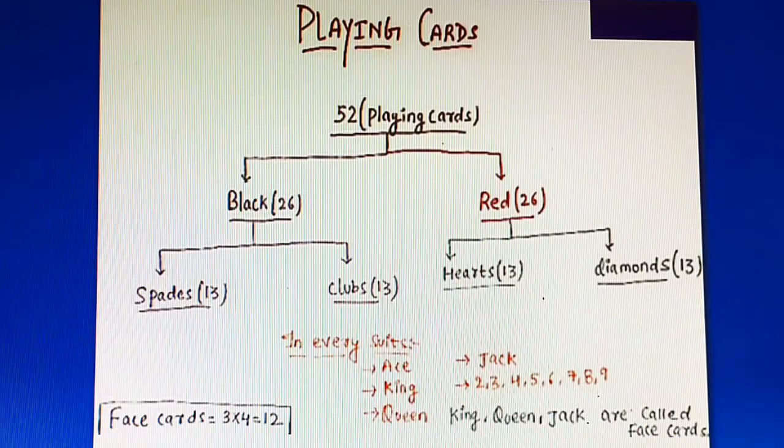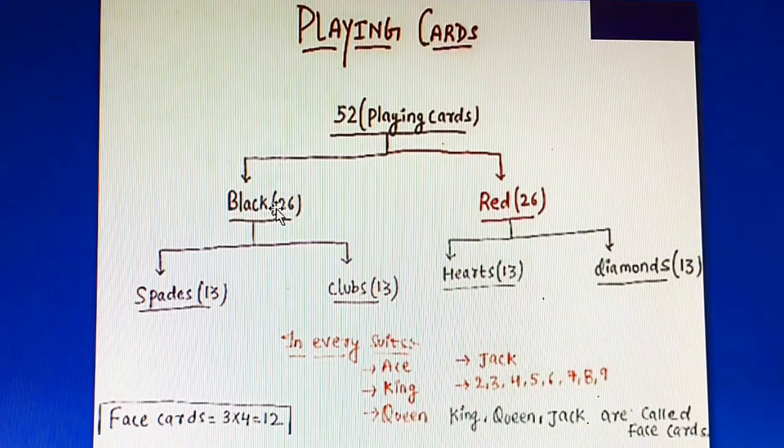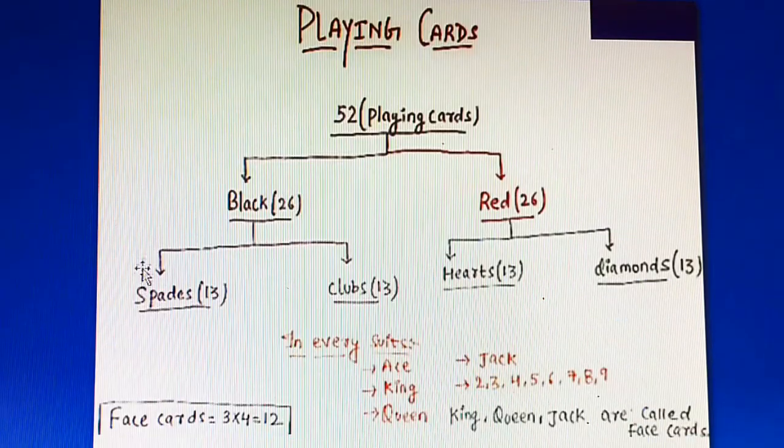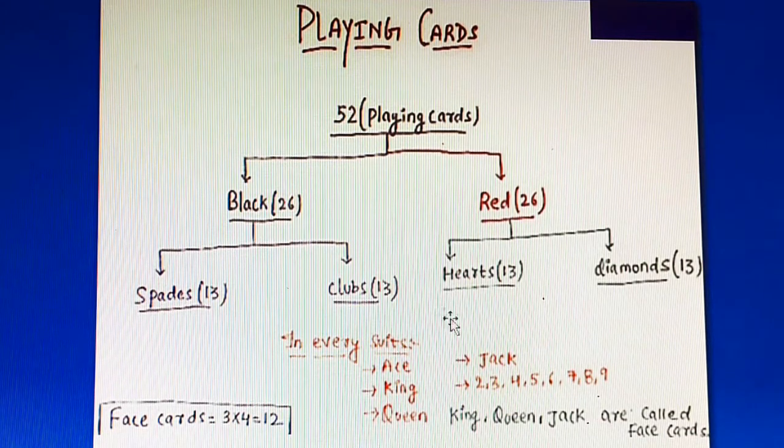A simplification of what we have discussed: you have 52 playing cards in total. Out of that, you have 26 black cards, because spade and club come under black cards. 13 plus 13 gives 26 black cards, and then you have 26 red cards. In black cards you have 13 spades and 13 clubs. Similarly, in red cards you have 13 hearts and 13 diamonds.